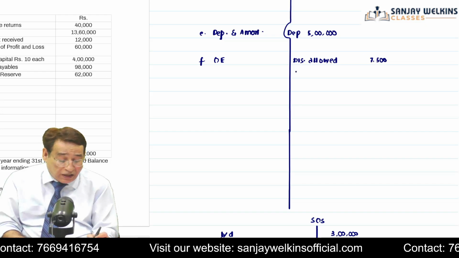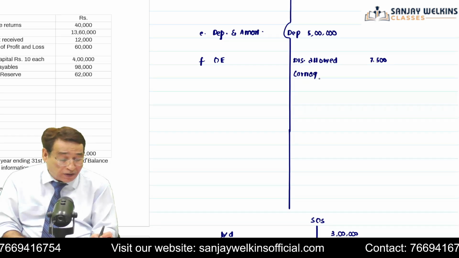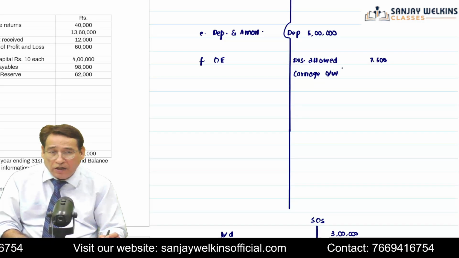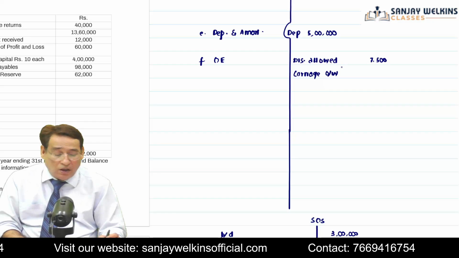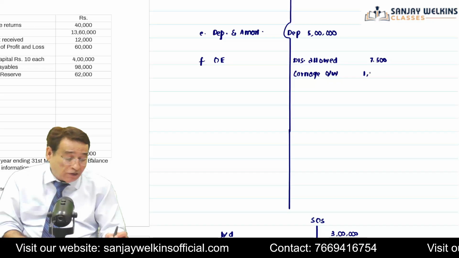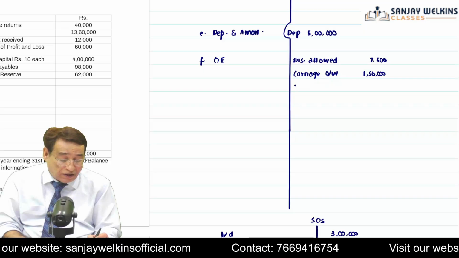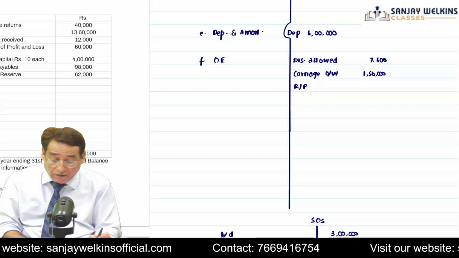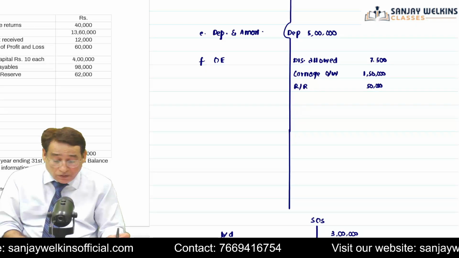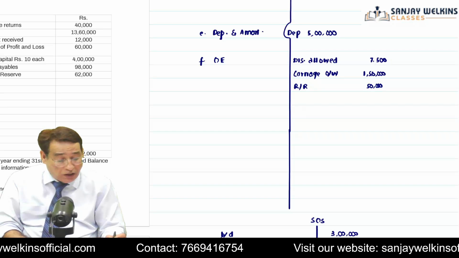Then we have carriage outward. Whether carriage is outward or inward, you are going to write it over here itself. Is it clear to you or not? Carriage inward, you need not require to add it to purchases as you normally do. Correct? Carriage outward in this particular case is 1,50,000. So I will be writing 1,50,000. After that, we are being given rent and rates. So rent and rates, I will write here 50,000. 7,500 discount allowed, 1,50,000, 50,000.